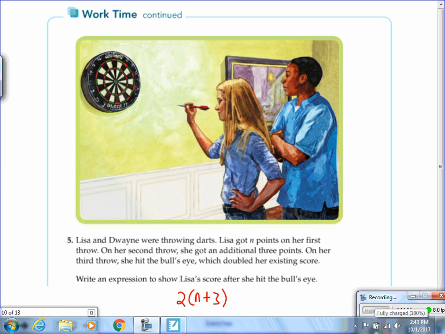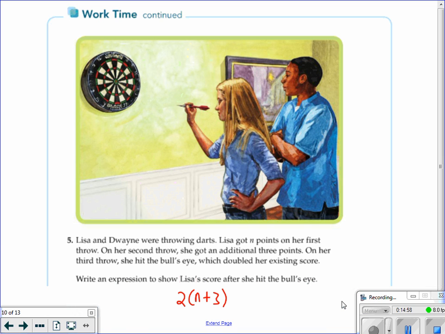Okay, this next problem involving Lisa and Dwayne here. So Lisa got N points on her first throw. On her second throw, she got an additional 3 points. So that's where the N plus 3 came in. And we're putting the N plus 3 in parentheses because that's what happened first. The last thing that happened is she hit the bullseye and doubled her score. So she had the N plus 3, whatever that adds up to, got doubled. So we need to add that first, then multiply by 2. That's why we get the expression 2 times the quantity N plus 3.